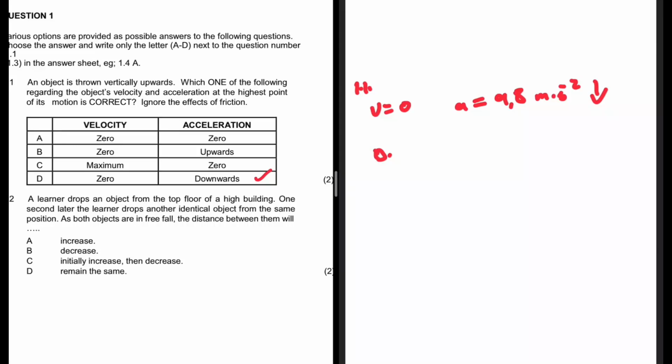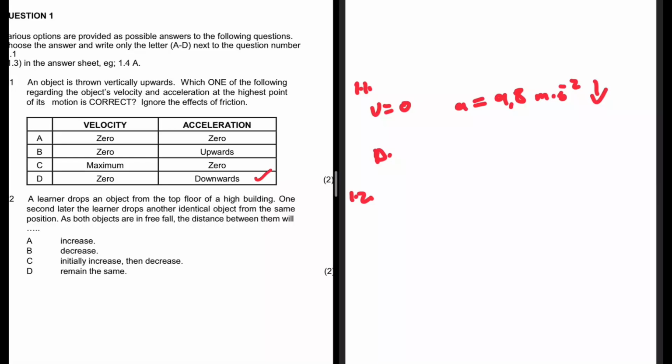Okay, let's take a look at 1.2. A learner drops an object from the top floor of a high building. 1 second later, the learner drops another identical object from the same position. As both objects are in free fall, the distance between them will... The first option, A, says it will increase. The second option says it will decrease, and then we have C, which says initially increase, then decrease. That does not make any sense, right? And then D says remain the same.